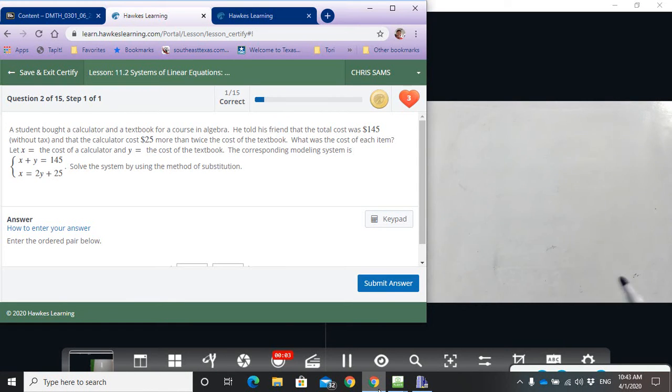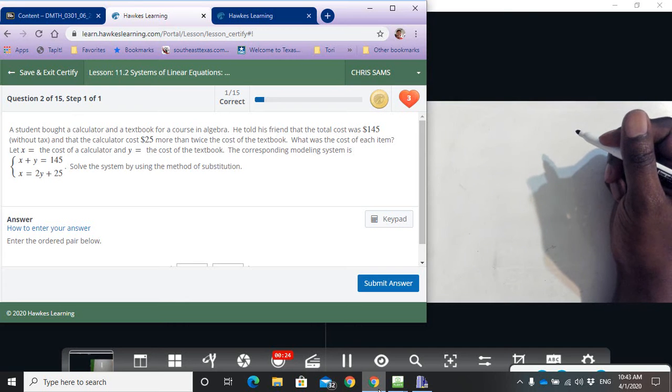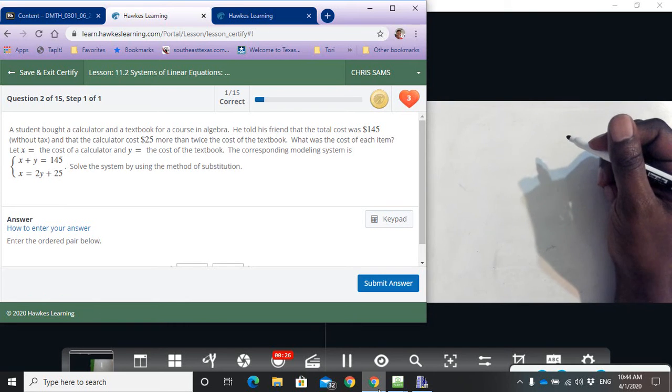Alright, number 2. Again, we have this word problem set up. Read those, make sure you can understand where they're coming from and where these equations are coming from. So I'll go through this one more time, and then from here on out I will just solve the systems, because it does take more time to go through all of that.